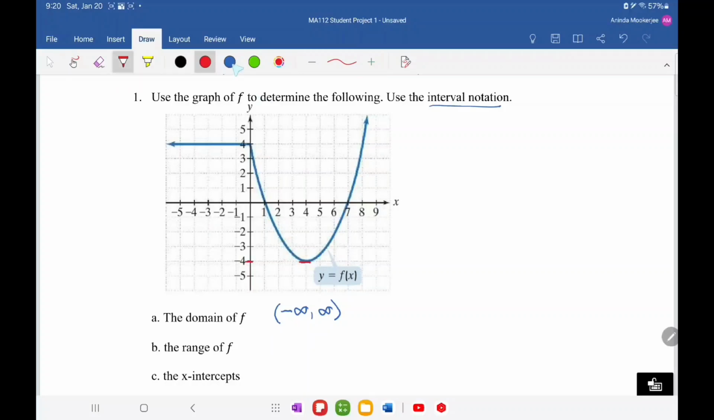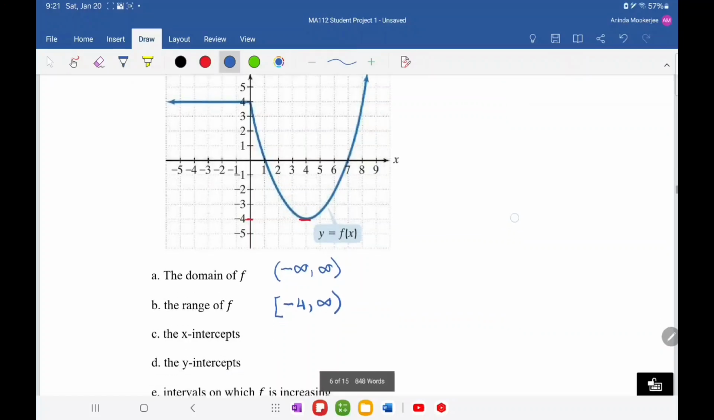So the way we represent the range of f is to put a square bracket, because -4 is included in the range. So -4, but after that, once it starts rising, this arrow means that it's going to go as far as it can along the positive y-axis. So -4, comma, infinity, and again, because we are using infinity, use a round bracket around it.